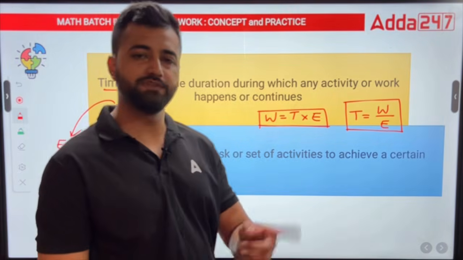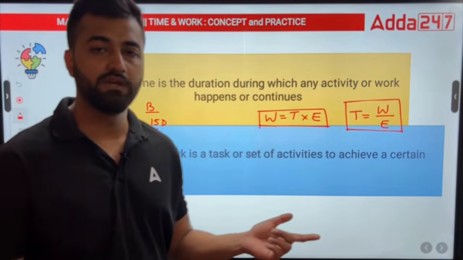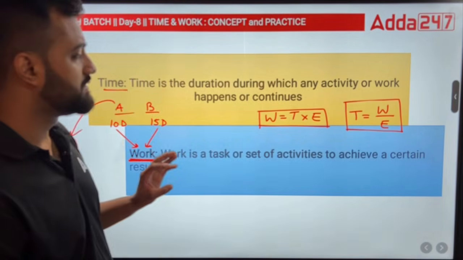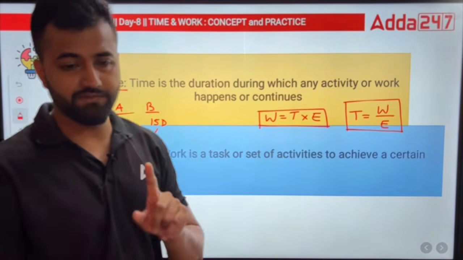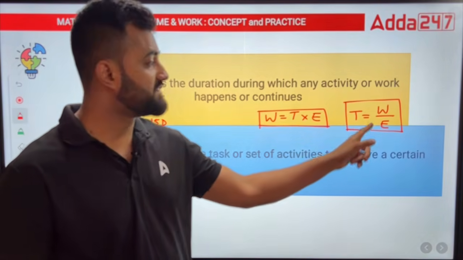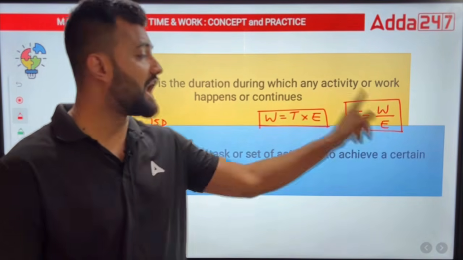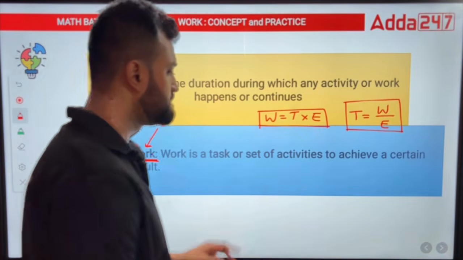Whoever's time we want to find, we'll put that person's efficiency out here. Got it? And also, as I said before, the reference point is your work. The reference point is my work, so we'll always compare any person on the basis of how much work they can do.